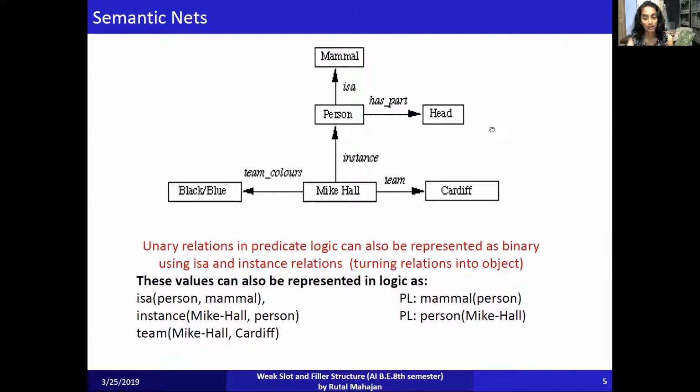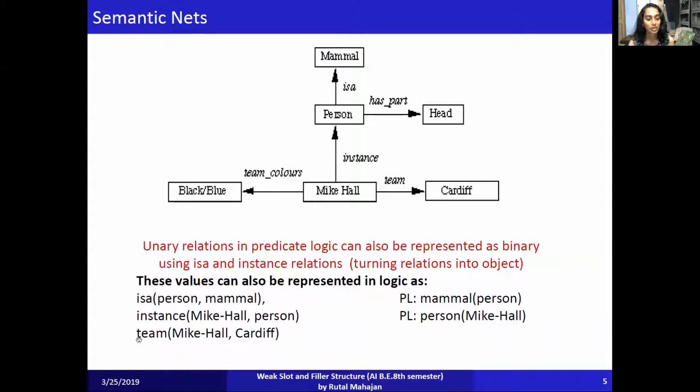Unary relations and predicate logic can also be represented as binary in this semantic net using ISA and instance relationships. By turning those relations into objects, we can represent unary relations in predicate logic, like person is a mammal, and Mycal is a person. One shows the instance relationship, another shows the is-a relationship between the two concepts, mammal and person, person and Mycal, in predicate logic. So it is also one kind of advantage of the semantic net. Like this, we can represent the is-a relationship between person and mammal. Mycal and person are related with the instance relationship.